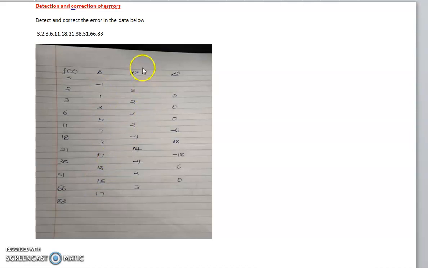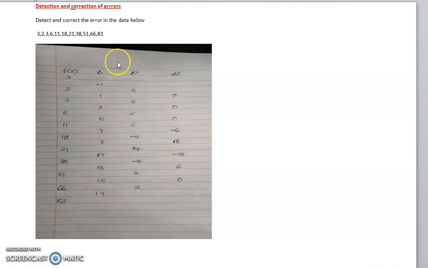You come to the second difference. When you're constructing the second difference, you use the first difference. Now you come here. 1 minus -1, that's what you get, 2. 3 minus 1, you get 2. 5 minus 3, you get 2. You continue that way. Now you're constructing the third difference. The third difference, you get 0, 0, 0, 1. In this question, you're not supposed to construct the whole of the finite difference table of the data.